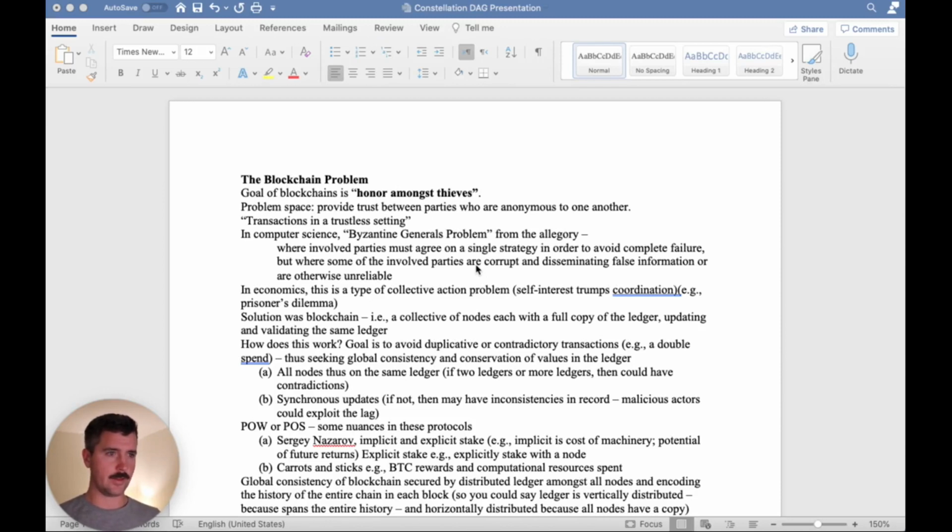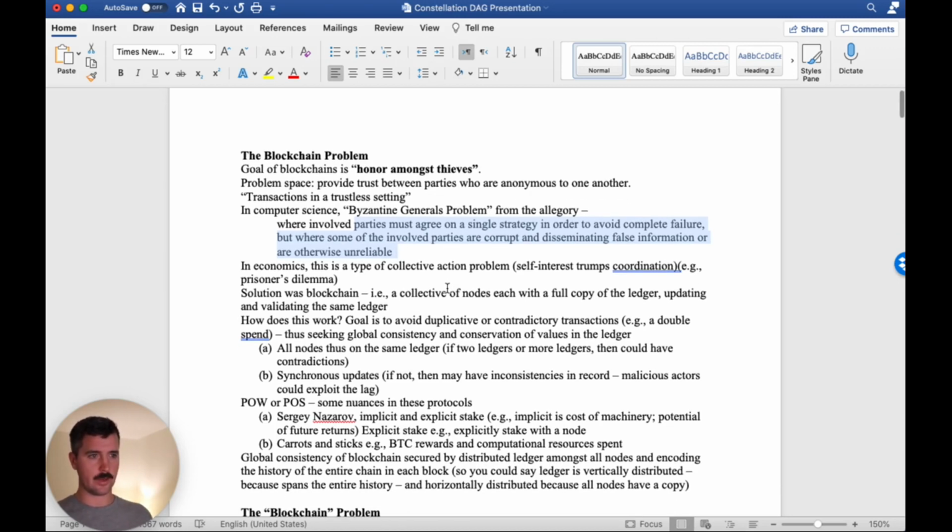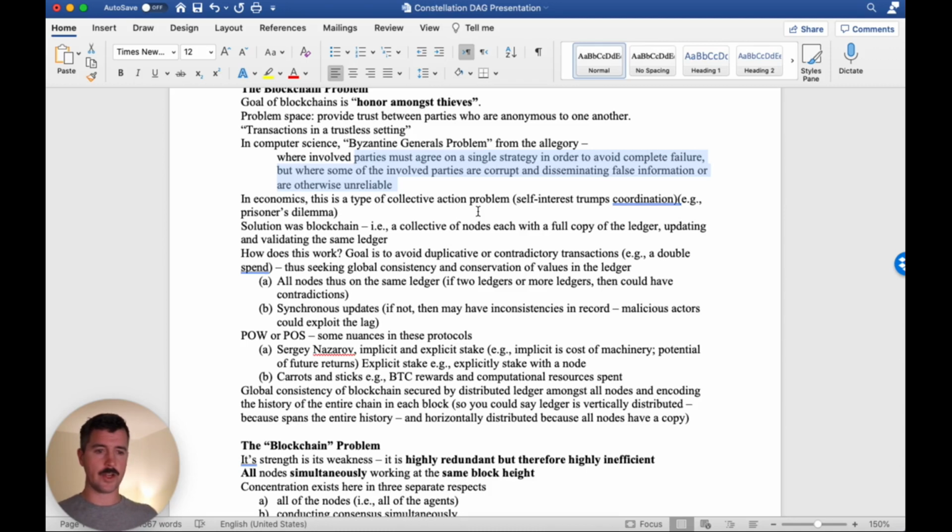And this is the problem where parties must agree on a single strategy in order to avoid complete failure, but where some of the parties are corrupt and disseminating false information or are otherwise unreliable. The blockchain was a solution to this because it effectively enabled trustworthy communications in a trustless setting. The blockchain works because it is a distributed record of all the transactions that are taking place on the network.